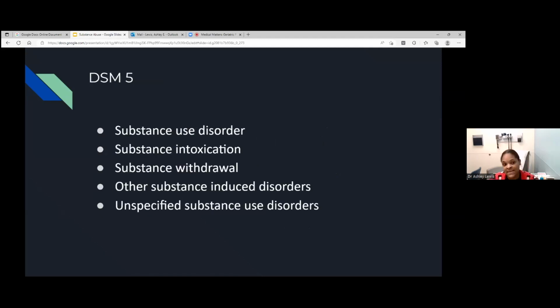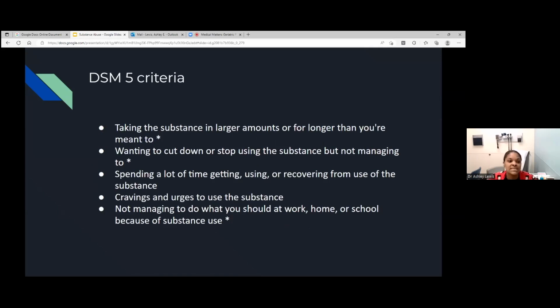In the DSM-5, you have many different types of substance use disorders, substance intoxication, substance withdrawal, or other substance-induced disorders, as well as unspecified substance use disorders. In order for it to become a use disorder, you have to meet the criteria for the many different things that we're going to be talking about on this slide and the next.